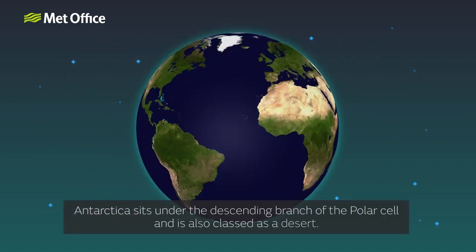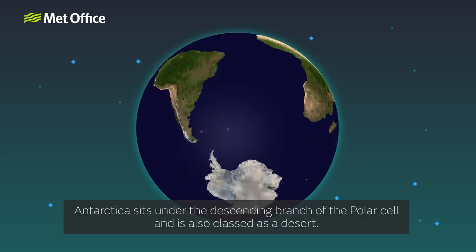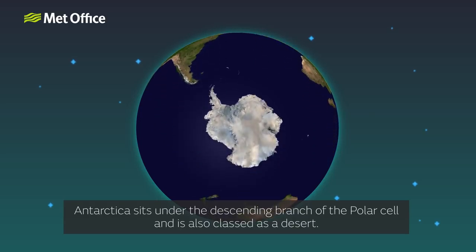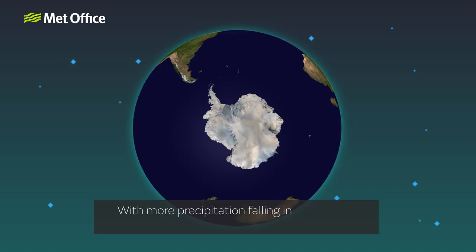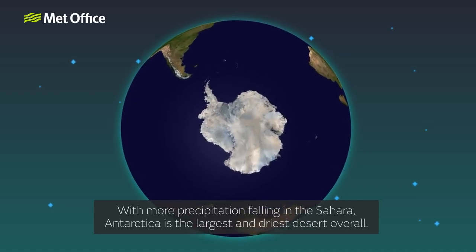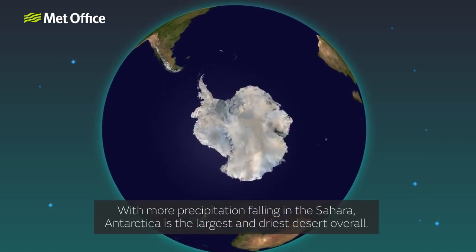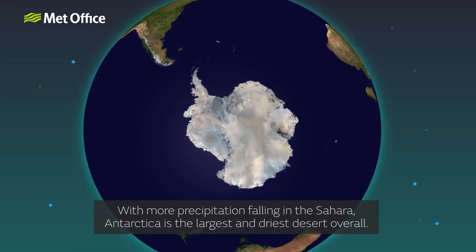Antarctica sits under the descending branch of the polar cell and is also classed as a desert. With more precipitation falling in the Sahara, Antarctica is the largest and driest desert overall.